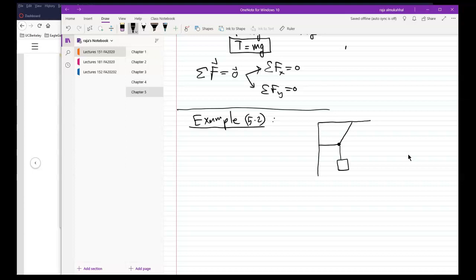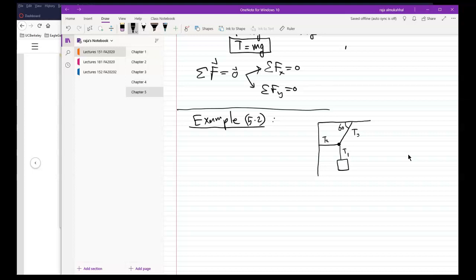And this is 60 degrees right here, and this is T3, this is T2, and this is T1 right here. And then, of course, we have the weight. He calls it W. Again, I like to call it mg. Anyway, so what are the forces on it? How do we do that?